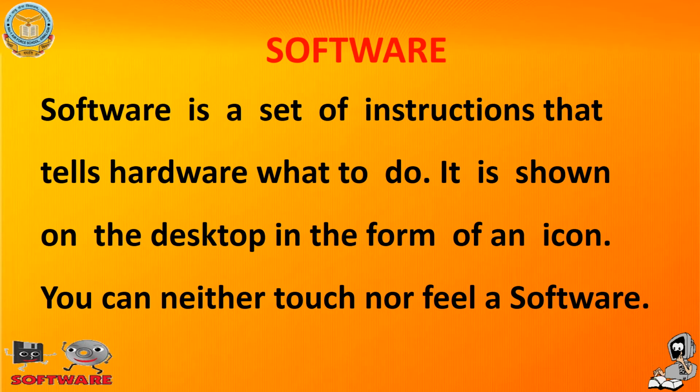Once a program is written, an operation is performed on it which is called compiling. And what is compiling? Compiling is the process of changing the programming language into a machine language which can be understood by the computer. So, software is a set of instructions that tells the hardware what to do, and it is shown on the desktop in the form of icons, and you can neither touch nor feel software.